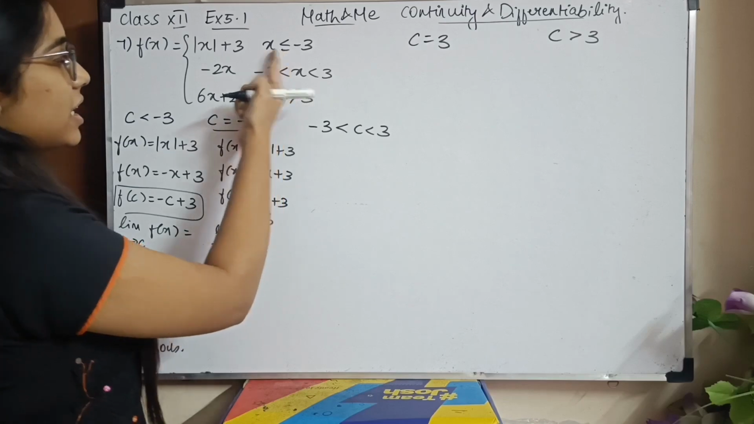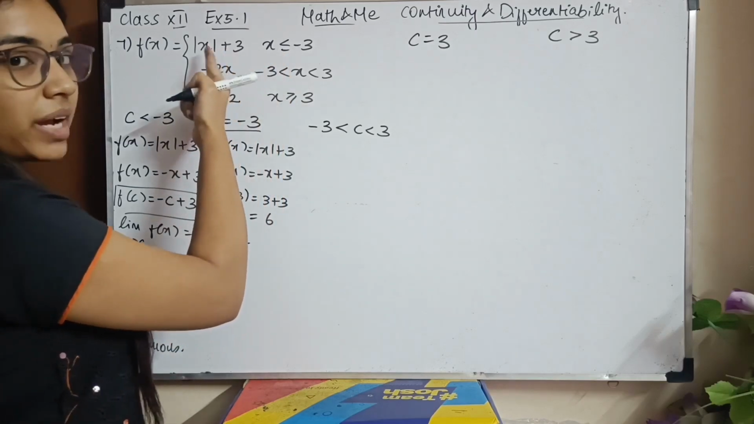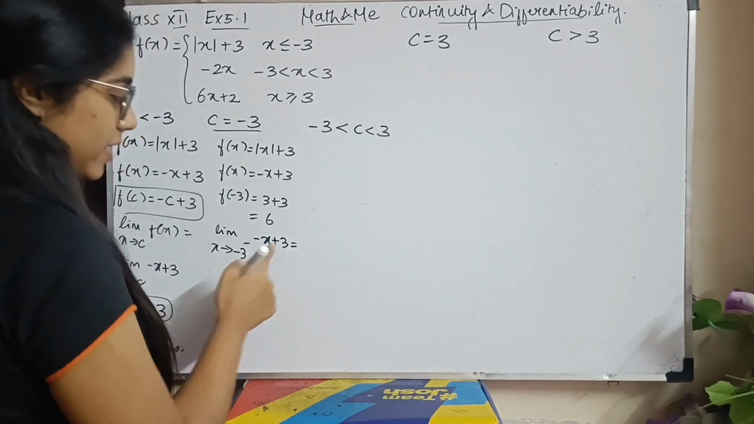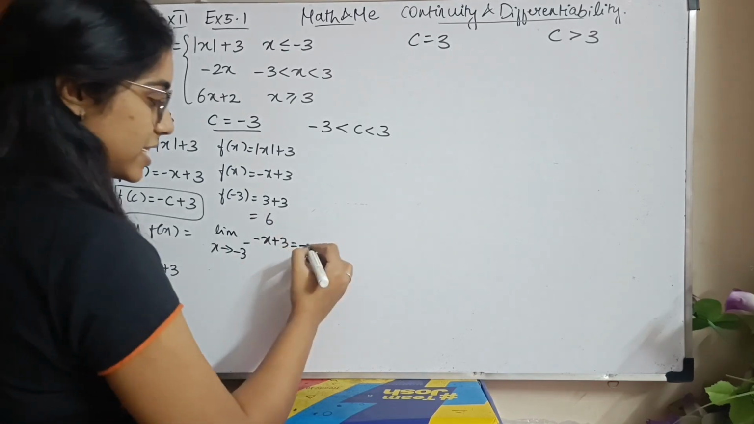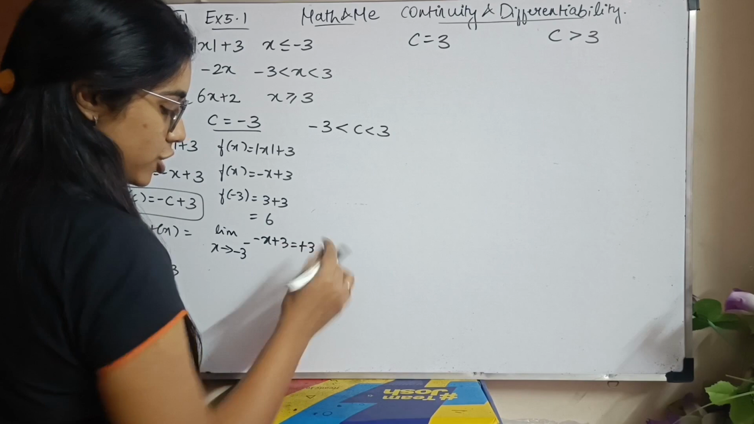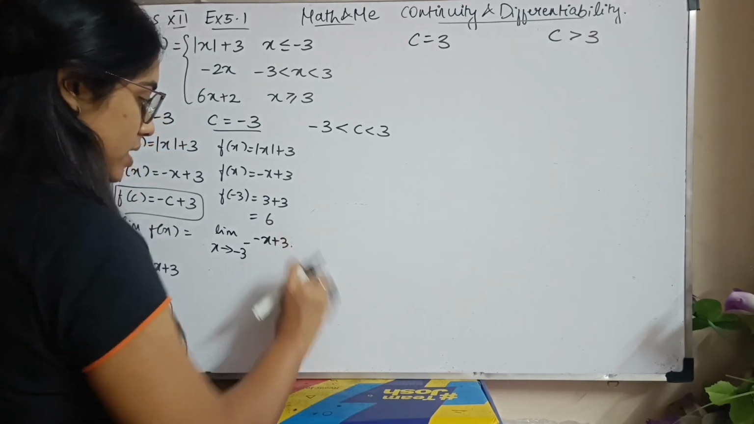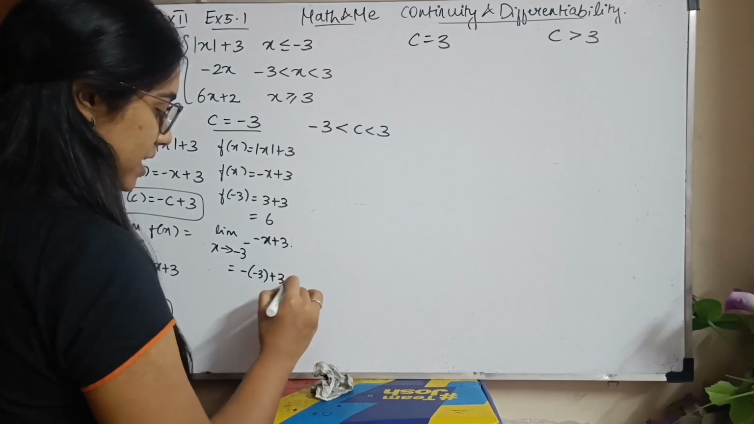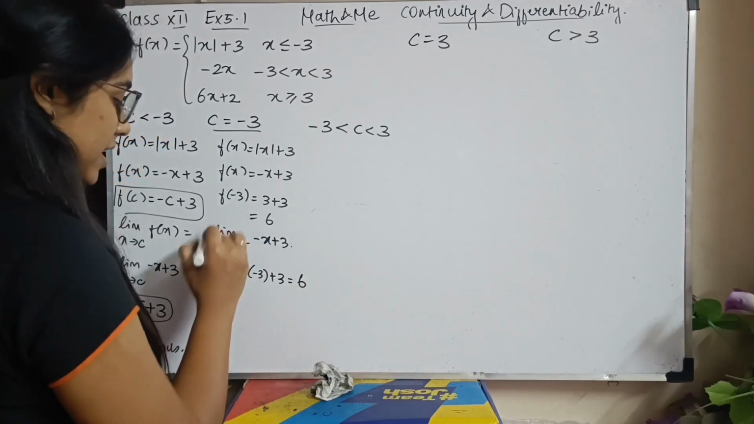Below minus 3, what is the function? It is going to be minus x plus 3. When I substitute the value, I'll have minus of minus 3, which is going to be plus 3. Okay, I'll write it here. I'll have minus of minus 3 plus 3, which is 3 plus 3, 6. This is the left hand limit.